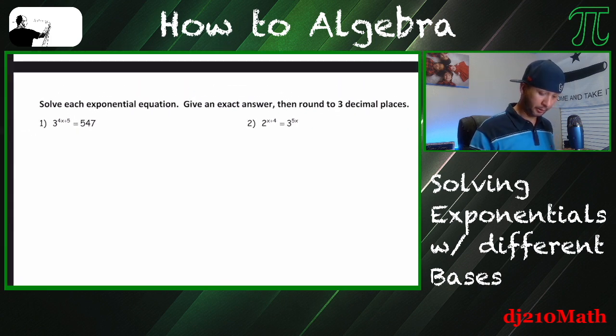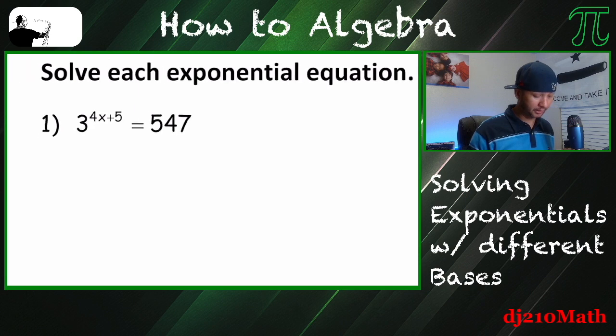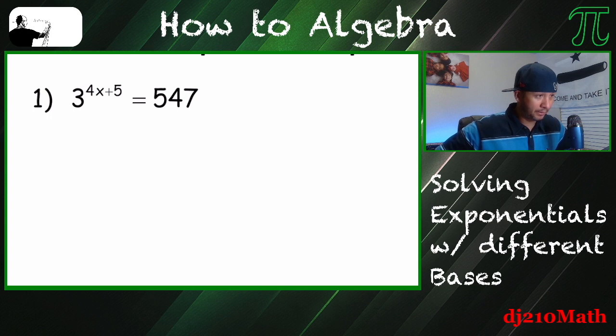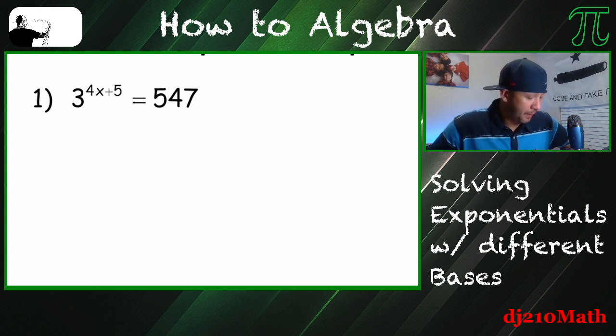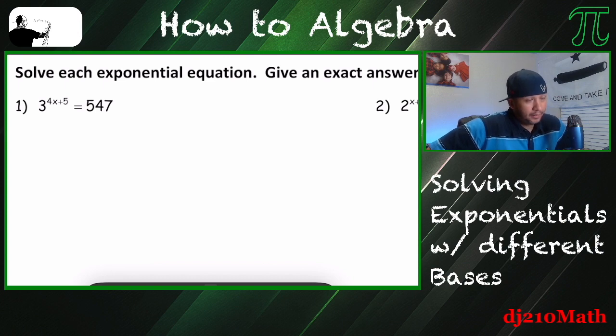Solve each exponential equation, give an exact answer, and then round to 3 decimal places. So look, we have number 1, 3 to the power of 4x plus 5 is equal to 547. All right. The variable is 100% in the exponent. So the rule is that I can do anything I want to an equation as long as I do the same thing to both sides of the equation. That's ultimately what it comes down to in algebra, right? You've got to keep the equation balanced. So I can do whatever I want.